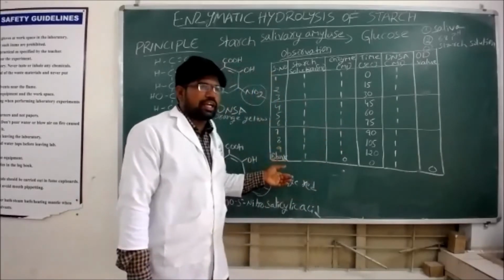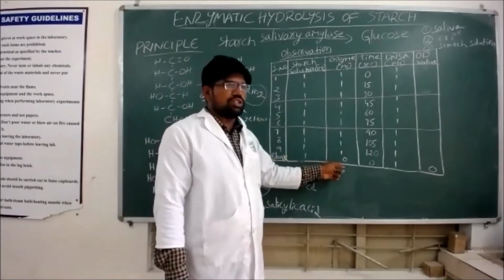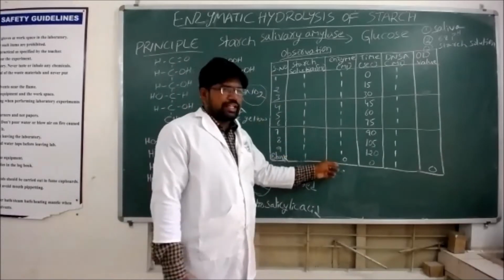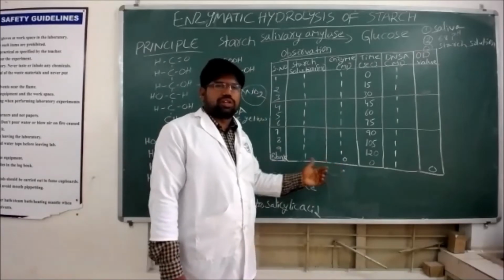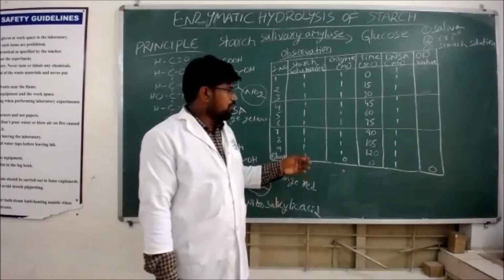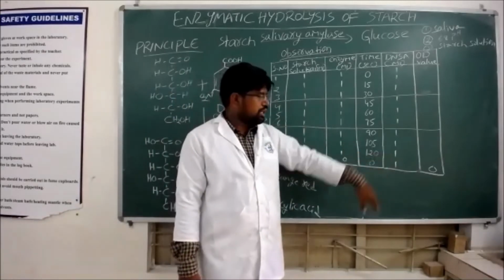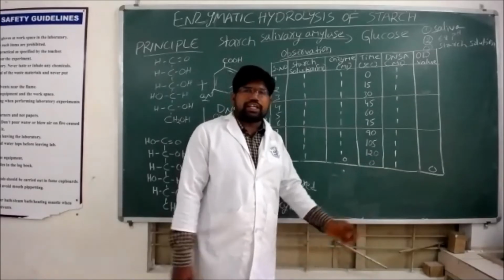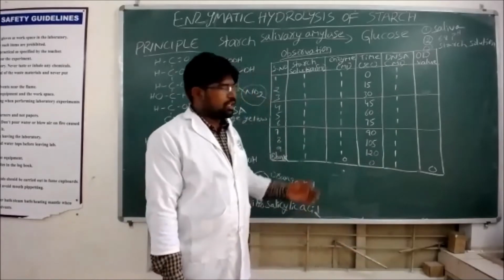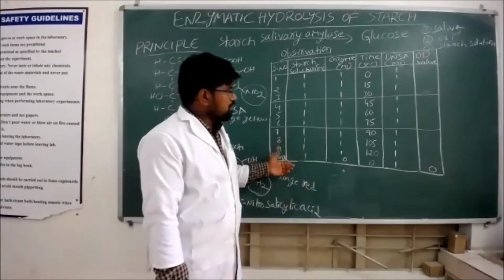In the case of the blank, we take 1 ml of the starch solution and we won't add enzyme solution. We add 1 ml of distilled water in order to make a uniform volume. Then immediately we add the DNS and label it as 0. This is in order to measure the OD values of the 1 to 9 test tubes. So this is about the procedure.